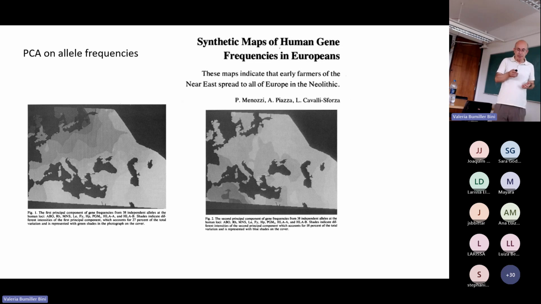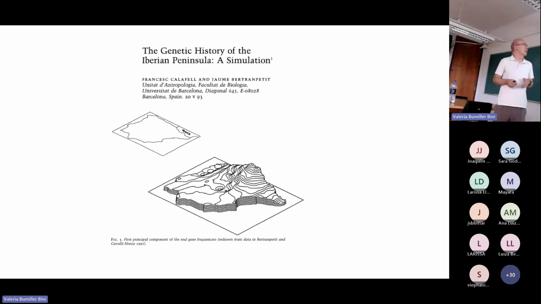Ten years later, the method was still the same, but we could have nicer representations. This is the same type of plot now in 3D, and we see how the populations appear genetically different. You see, this is the Iberian Peninsula. This would be Portugal. This is the Mediterranean. Can you see? Okay.